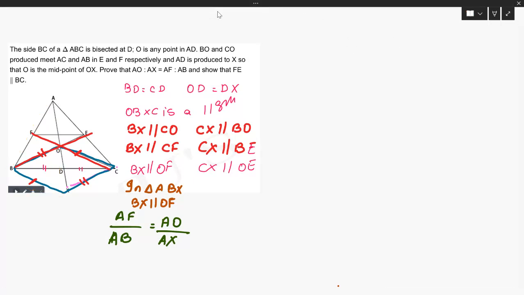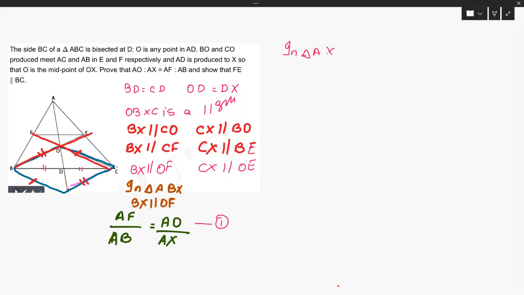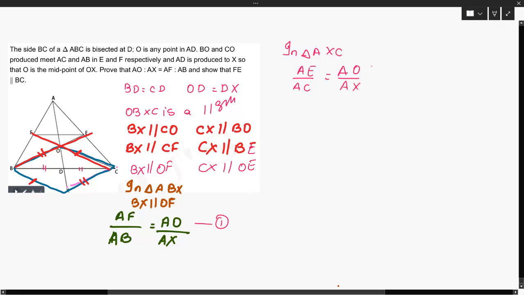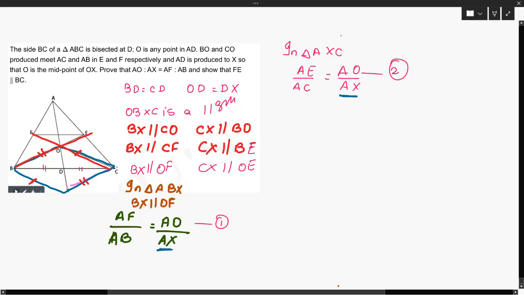Done with this triangle. Now let us move on to another triangle, which is triangle AXC. In triangle AXC, AE upon AC is equal to AO upon AX. Any doubt? Any confusion? Now see, the right hand sides are equal. Can you see that?